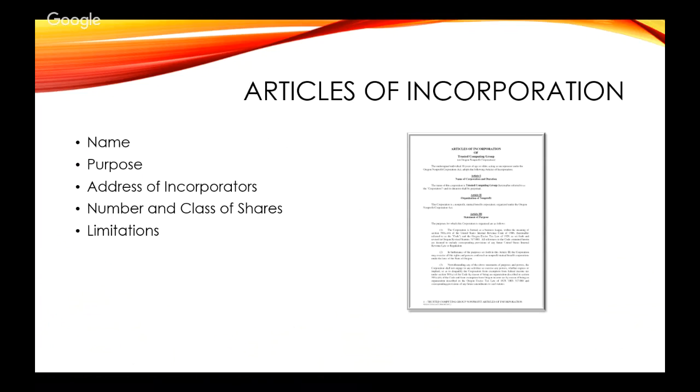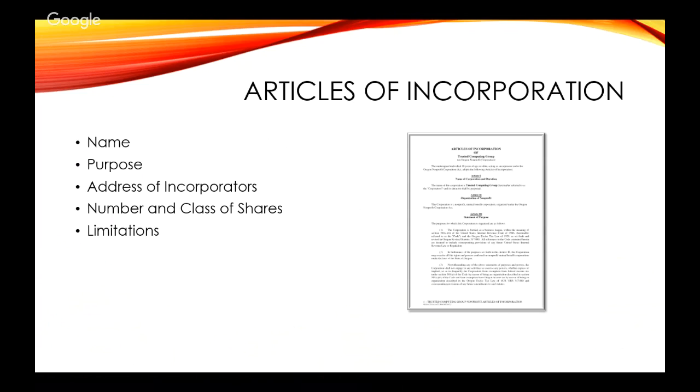There are 5 things that are essential to include in any Articles of Incorporation, and that is the name of the corporation that you are intending to set up, the purpose of the corporation, which most companies choose to use any legal purpose so that they have some flexibility there, the incorporators and their address. The incorporator is just the individual or company that is establishing the new company.